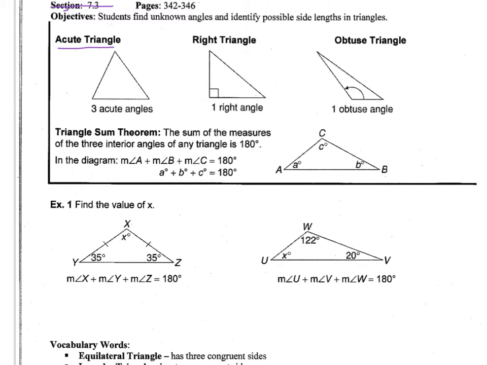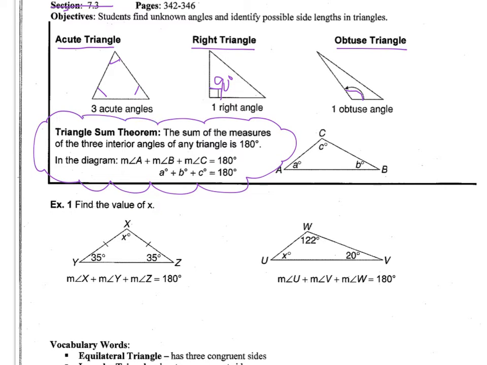An acute triangle where all three angles are acute, so there's the same symbol for each. A right triangle where we have the 90-degree angle. And then the obtuse where you have one big angle. Okay, but the main focus for us to get started is this triangle sum theorem.